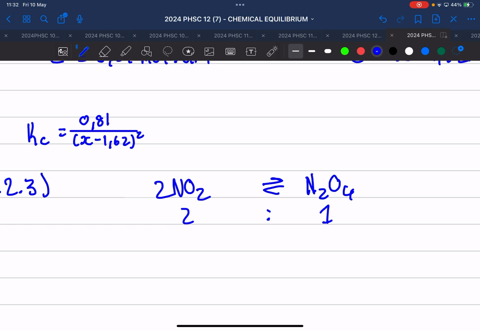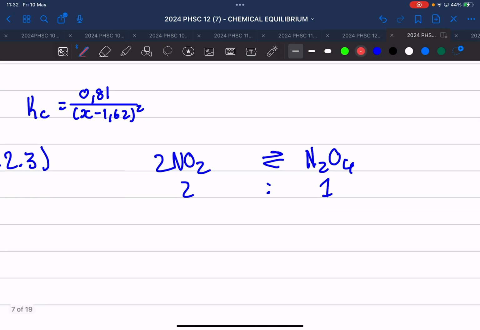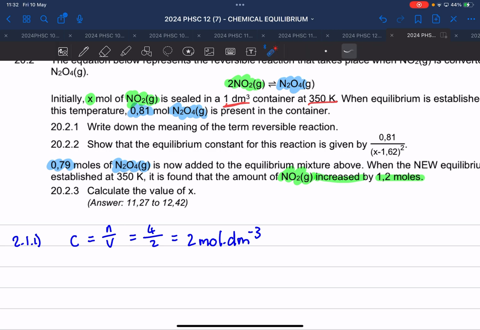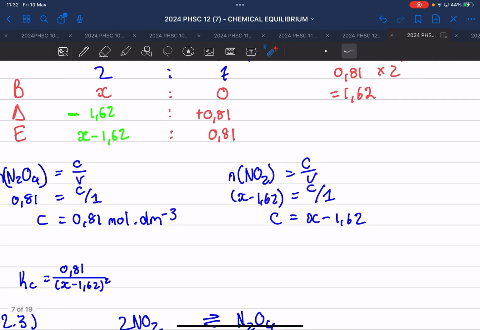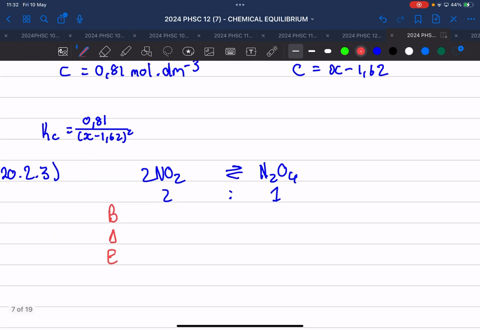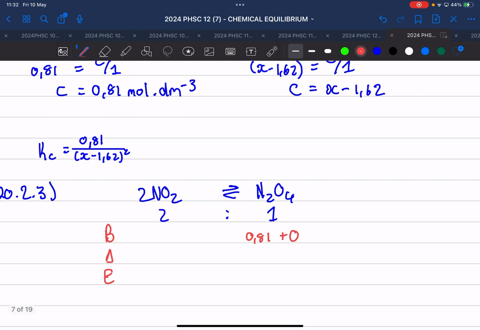So at the beginning of this part of the reaction, when our new equilibrium is established, what do they tell us? They say 0.79 moles of our product is added. So we take the end value here and add some more. So that's 0.81 plus, what was it, 0.79.